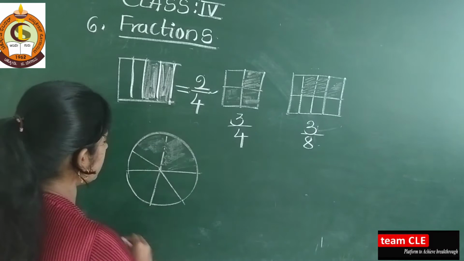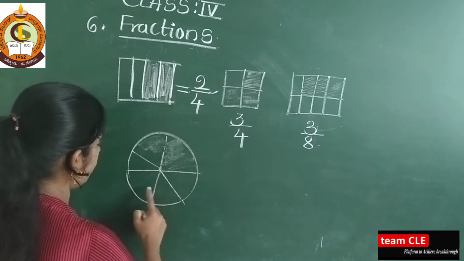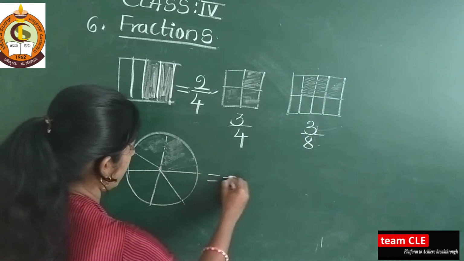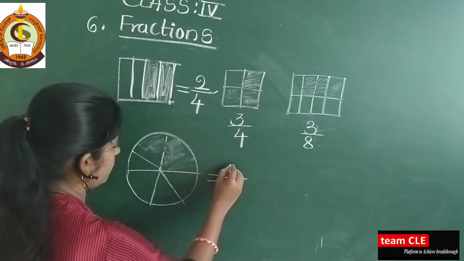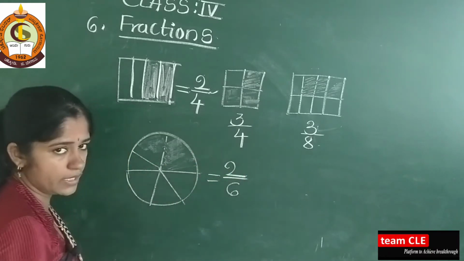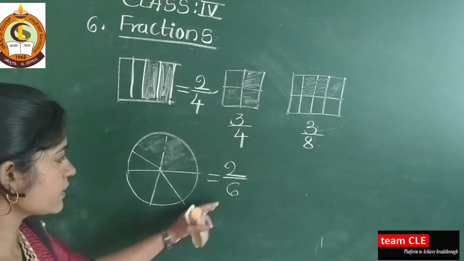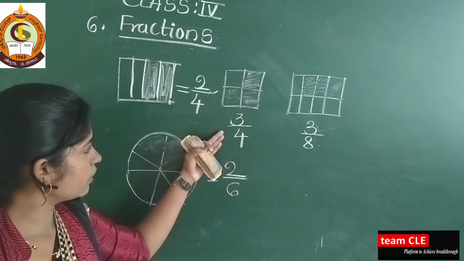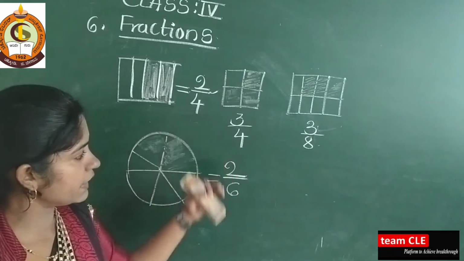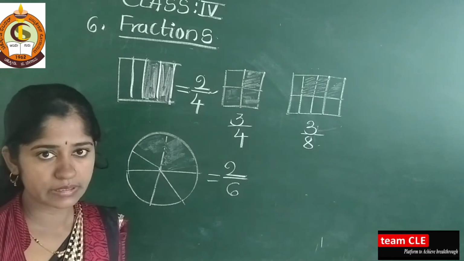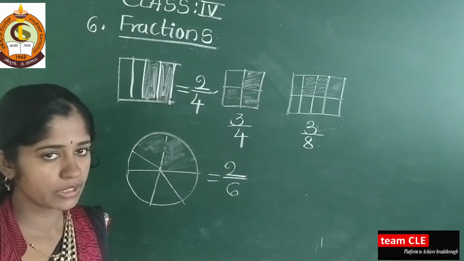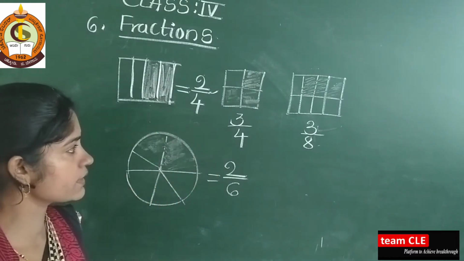Now the total count here: 1, 2, 3, 4, 5, 6. So total parts are 6 and shaded parts are 2. So 2 by 6, and we read it as 2 out of 6. Similarly 3 out of 4, and 3 out of 8. We read it like that.